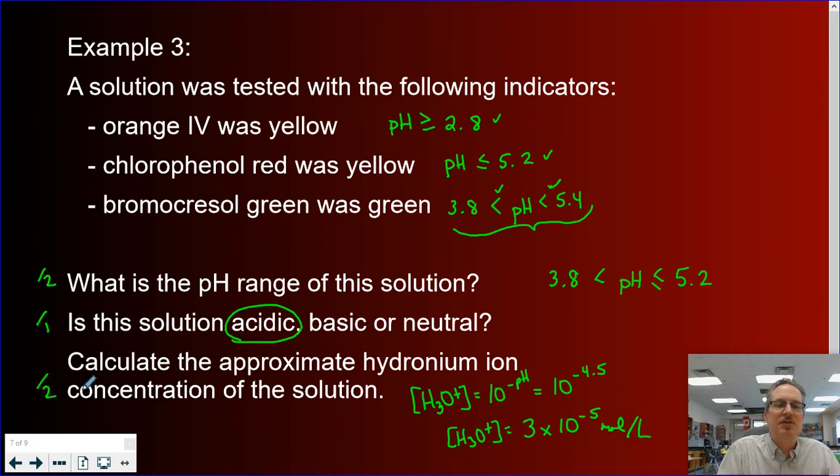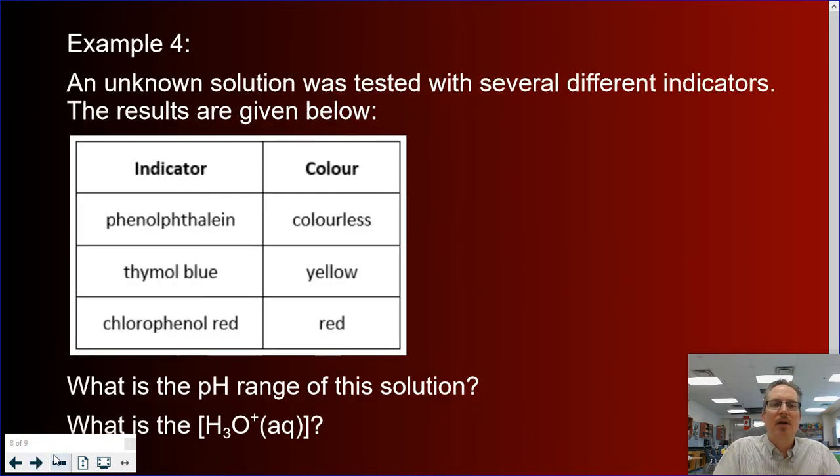Again, I would do this out of 2 marks, 1 for formula and substitution, 1 for answer with correct sig digs and units. So this question is out of 5. Please pause the video and collect your own data here, take your clues, add them together, and answer the following question.